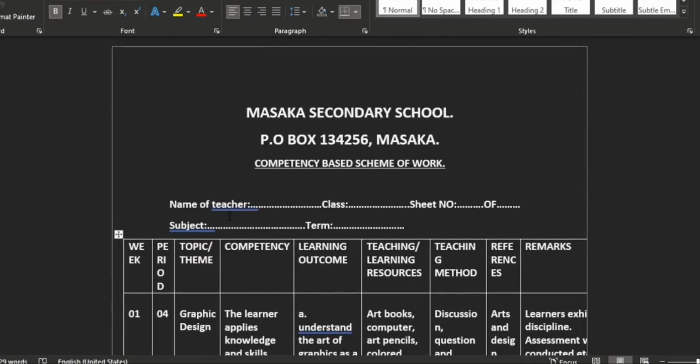This scheme of work doesn't only apply to fine arts or only arts and design. It is for all the subjects, whether you're teaching chemistry, physics, or English language. This is the same format that is used in all these subjects, right? In the new curriculum, there are no differences.